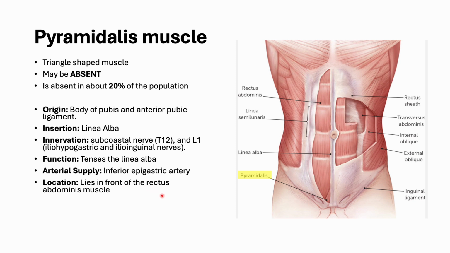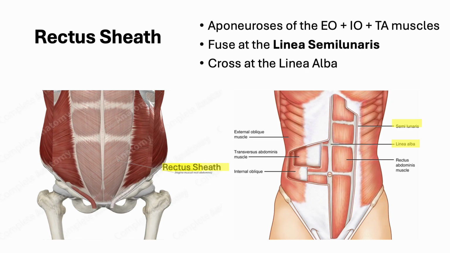Its supply is only going to be from the inferior epigastric artery, and then just a fun fact, it lies in front of the rectus abdominis muscle. So you can see rectus abdominis, and then it's kind of right in front of it.